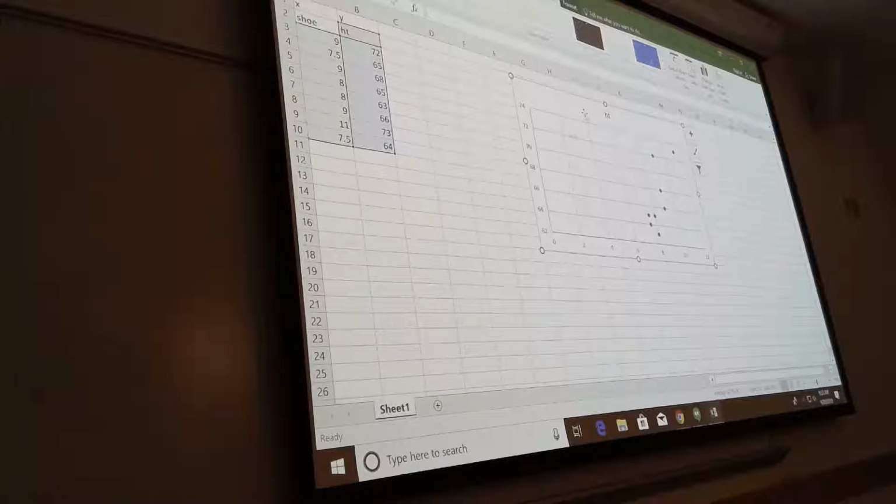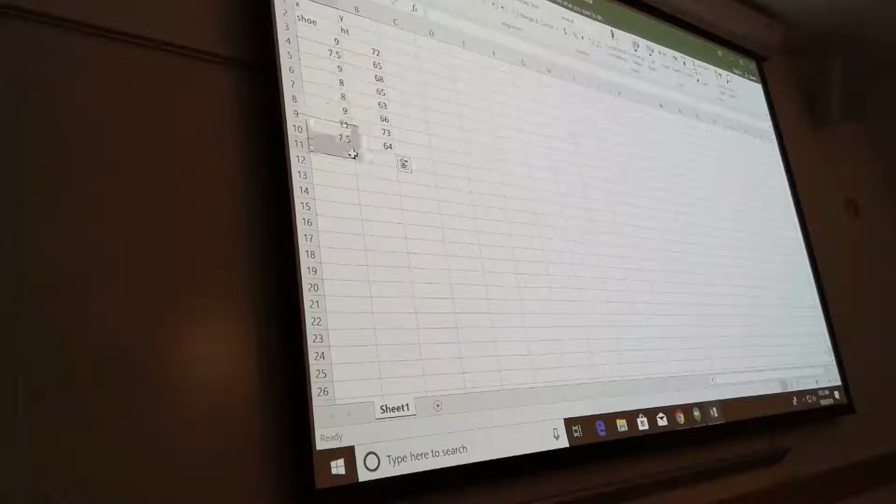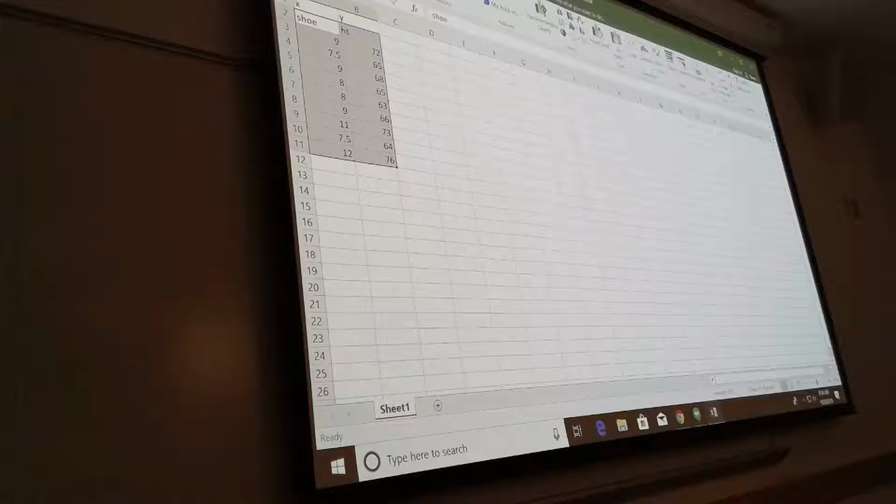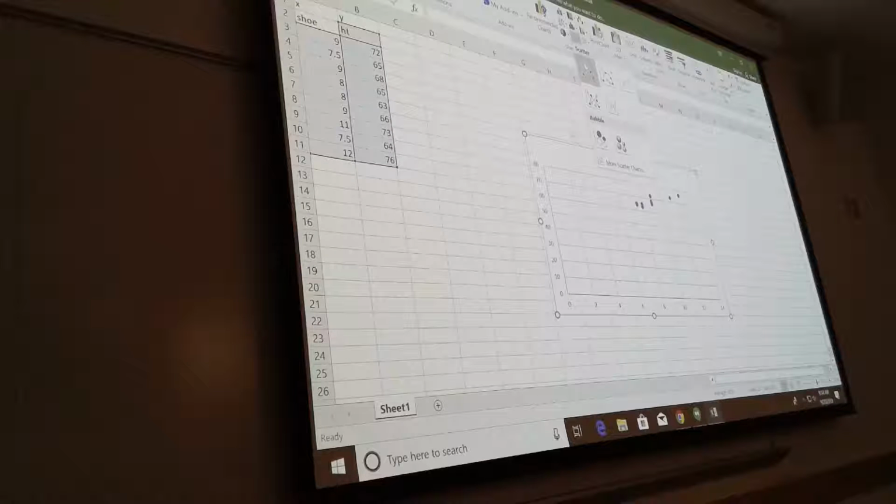We can put me in there. Do you want to put me in there? Yeah. So I'm size 12 and I'm 6'4", so that's 76 inches. We'll see if I'm an outlier. Okay, so highlight your data, insert, scatter.